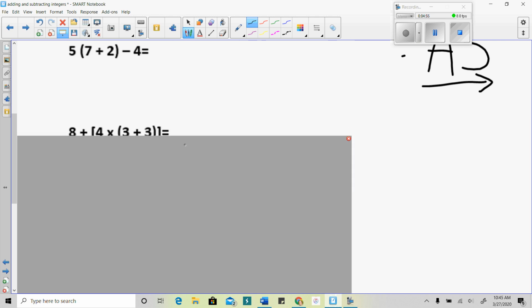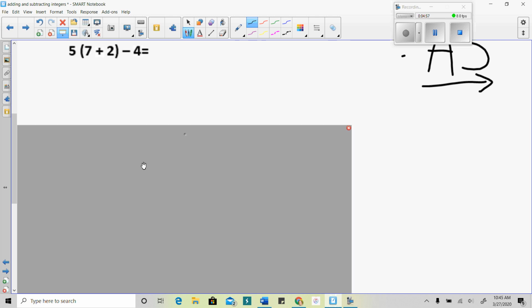Okay, and I've kind of run out of my colors here. So I'm going to go ahead and move it down a little bit. Okay, so P, I'm going to do in that color the parentheses. Okay, the exponents we're not even really going to do. And then I'm going to multiply or divide.